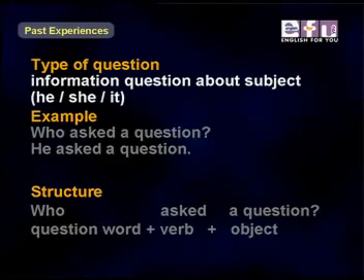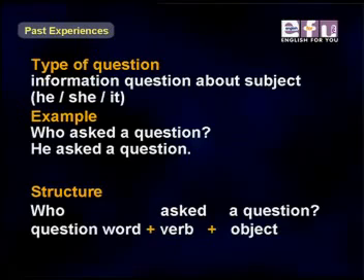Third type of question is an information question about the subject, he, she, or it. For example, who asked a question? He asked a question. Structure is question word, which is the subject, who, plus your verb, asked, plus object, a question. Who asked a question?